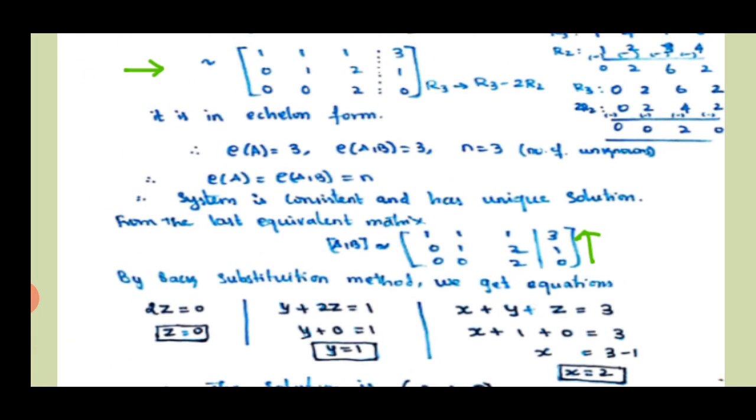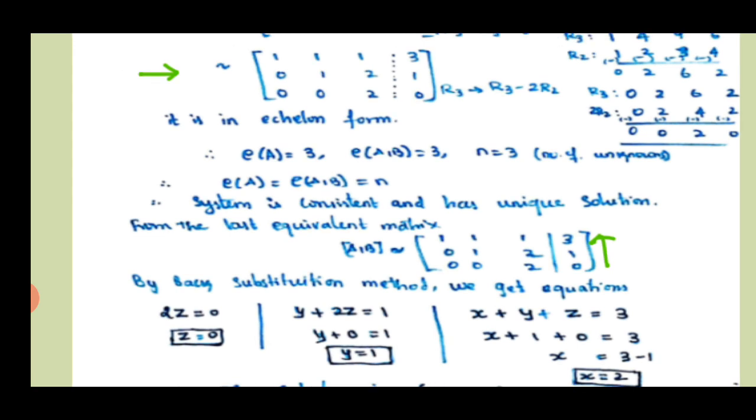So hereafter further we cannot solve it. So the green color arrow you can see. So this is the last equivalent matrix. So this is in echelon form. After finding echelon form, what we have to do? We have to find the rank of A separately and rank of AB separately. So that we are going to find.